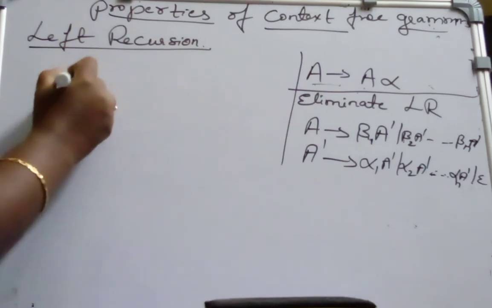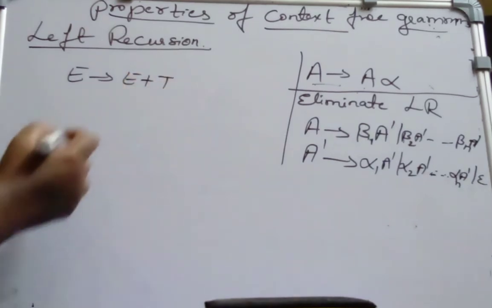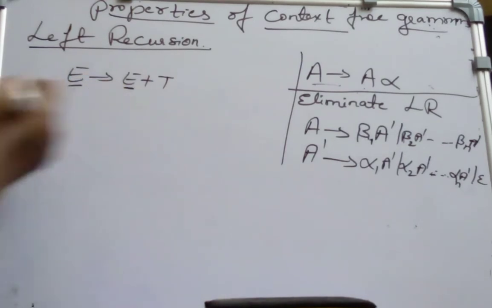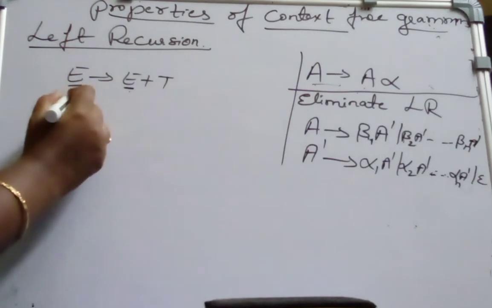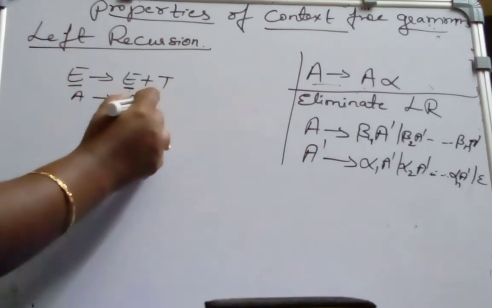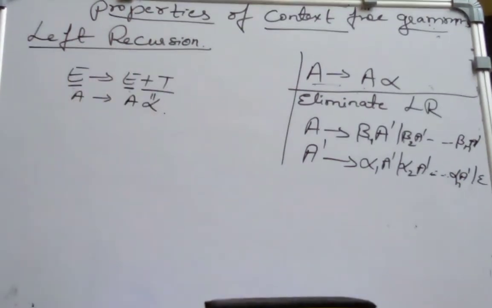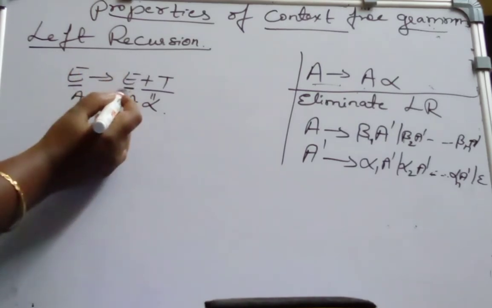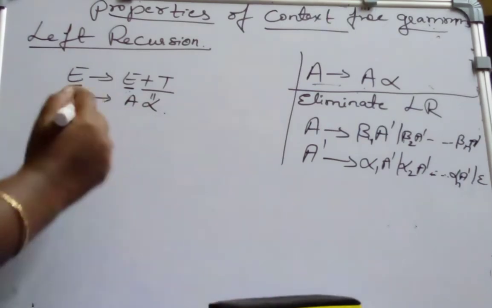For example, if you have a production E derives E plus T. Consider this grammar. The first symbol at the left hand side is E, and the right hand side also has E as the first symbol. So the production is of the form A derives A alpha, where alpha is nothing but plus T. If the first symbol at the right hand side is the same as the left hand side symbol, we call it a left recursive grammar. So this is one example.